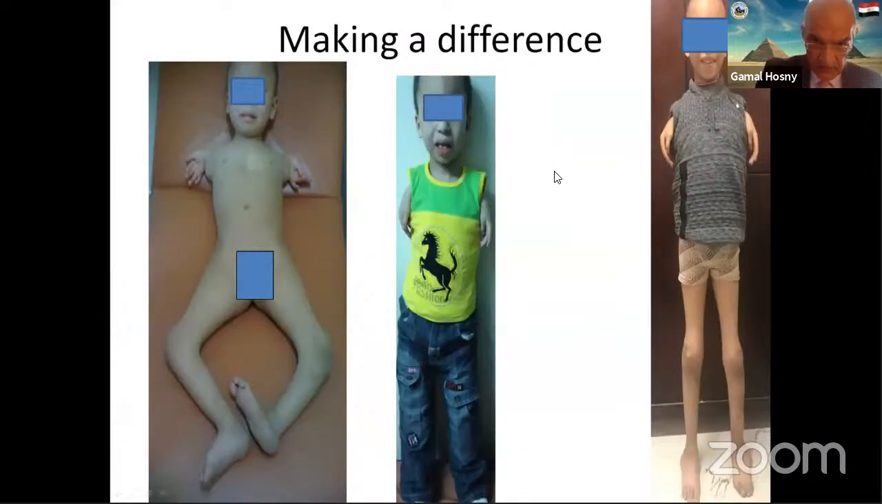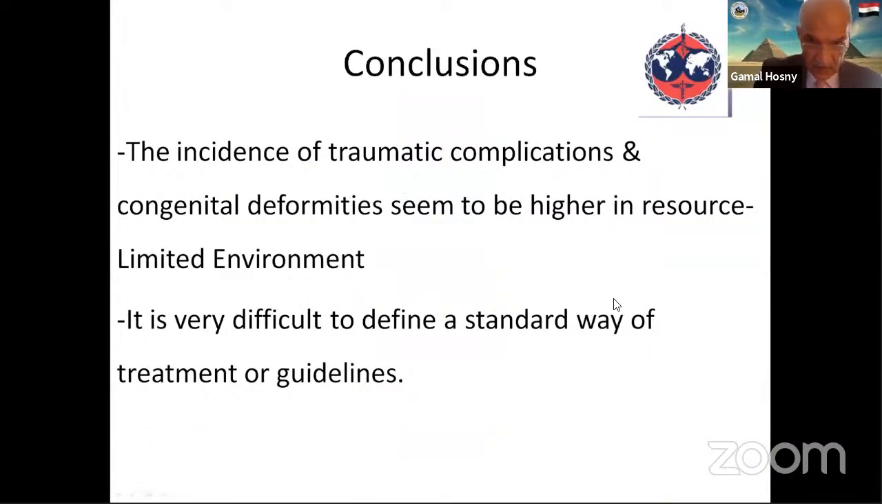A totally 180-degree rotated foot at birth with a very short limb, and this correction. It's just making a difference. It's not correcting the mechanical axis. This is TAR syndrome. You see the patient lying down, and this is a walking patient. In conclusion, the incidence of traumatic complications and congenital deformities seems to be higher in the resource-limited environment. It's very difficult to define a standard way of treatment or guidelines.